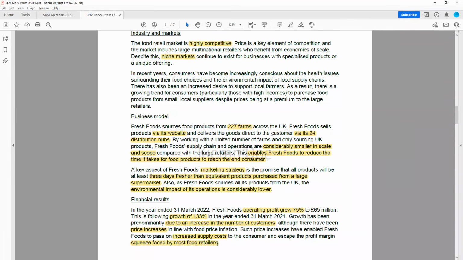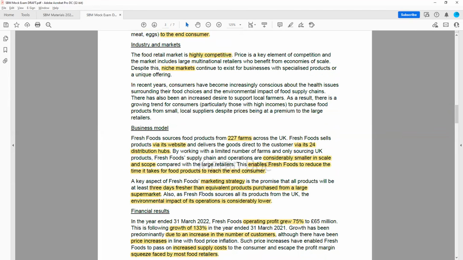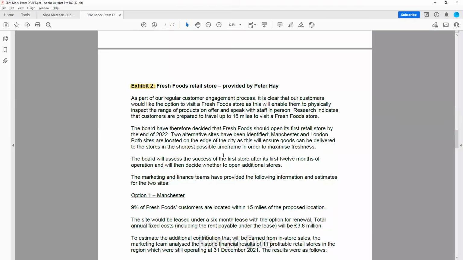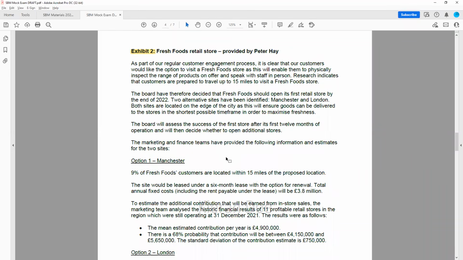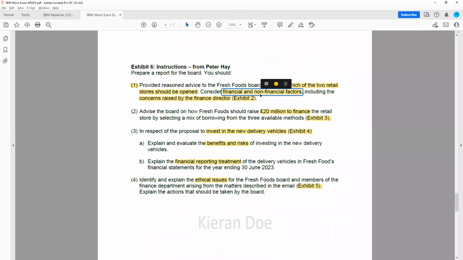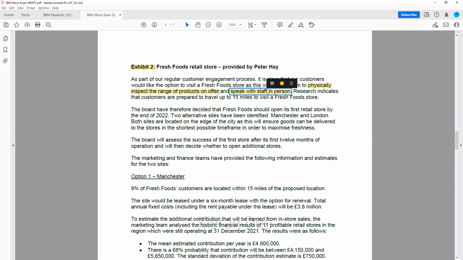So then we got onto the exhibit. So this would usually form some background to all of the requirements, because this is the background part. And this is the bit we're specifically looking at in that first question. So as part of our regular customer engagement process, it's clear that our customers would like the option to visit a Fresh Food store, as this will enable them to physically inspect the range of products on offer and speak with staff in person. So this is some of the benefits from having that store. So of course, maybe we'll mention that when we're looking at our financial and non-financial factors to consider. Maybe we should take this into consideration.